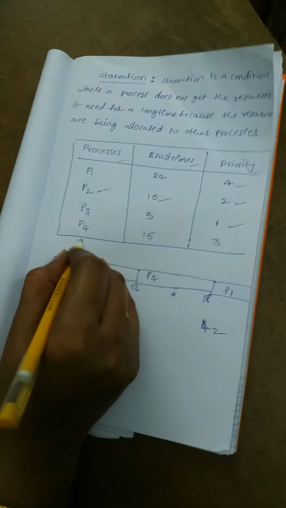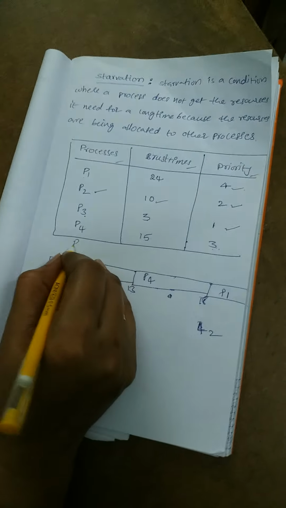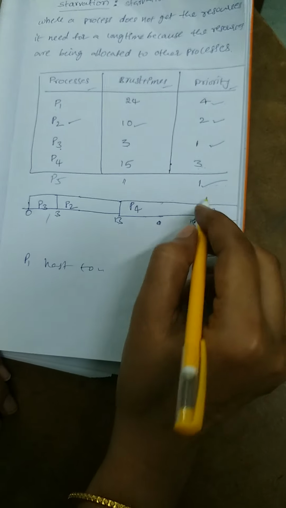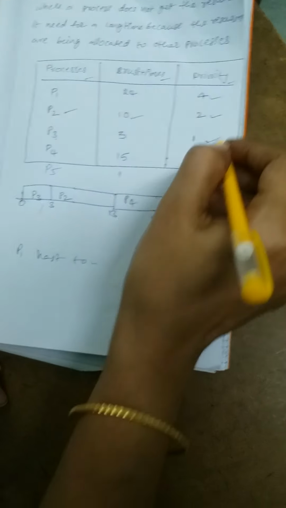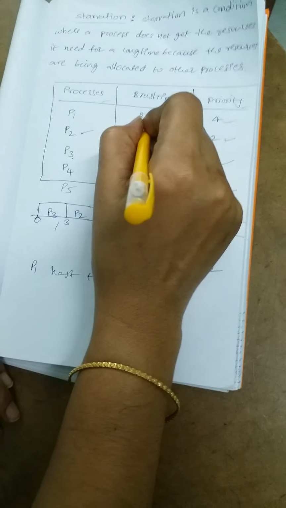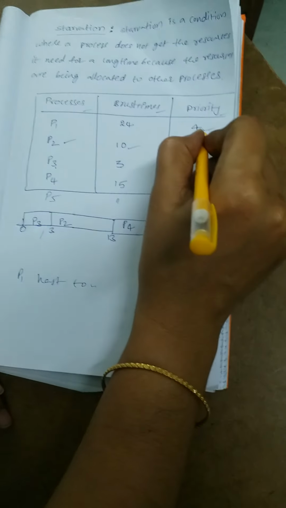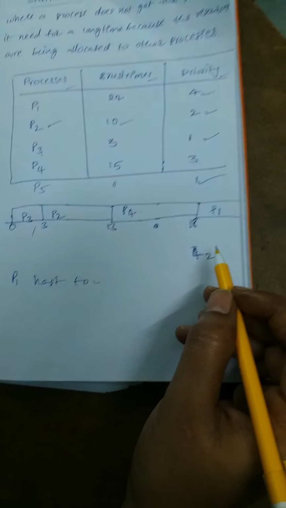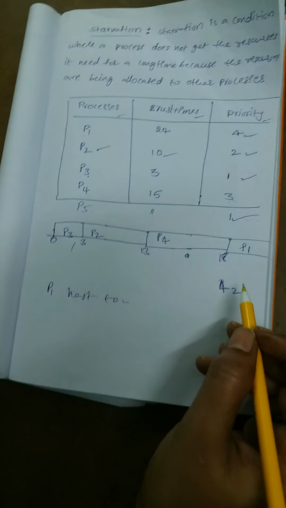If another process comes and joins here with another priority, say first priority, then again the P1 process has to wait until the P5 process executes. So in that situation the CPU does not allocate resources to P1. This situation is known as starvation. It means the process P1 is hungry for CPU or resource allocation. This situation is known as starvation.